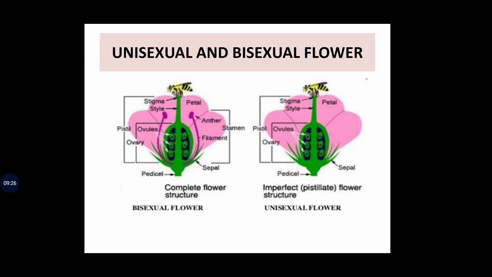If you look at the first flower, it is a bisexual flower. In this flower, both androecium as well as gynoecium are present. Children, I repeat, if you look at this first flower, both androecium, the male reproductive part, and gynoecium, the female reproductive part of the flower, are present in a single flower. So it is called a bisexual flower. Examples of bisexual flowers are mustard and rose.